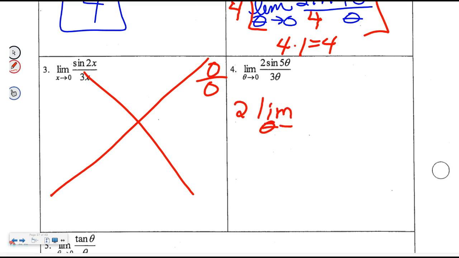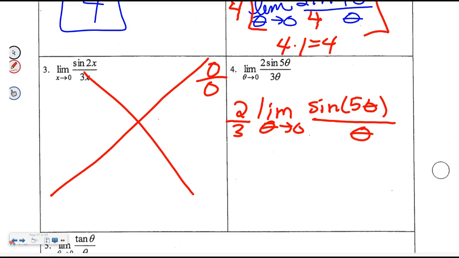I want to create an argument that's identical on the top. I want the 5 theta to also be on the bottom. Guess what I'm going to do with the 3? Pull it out front. That's the same. I didn't do anything. I used the constant multiple rule. That's awesome.